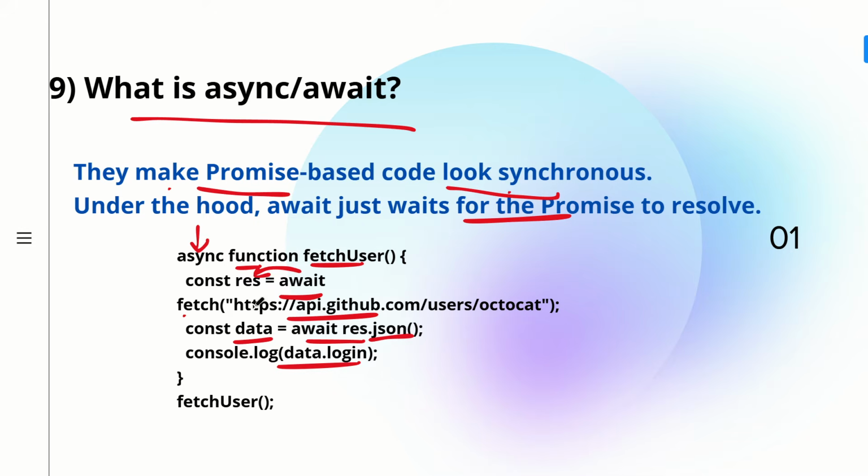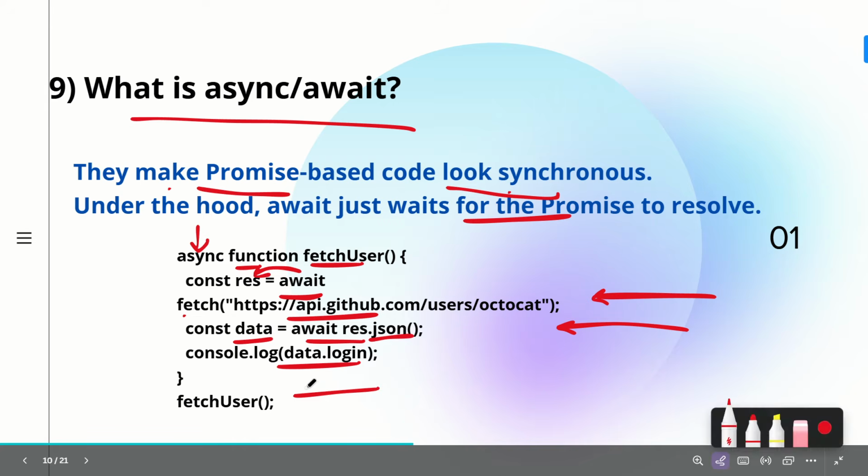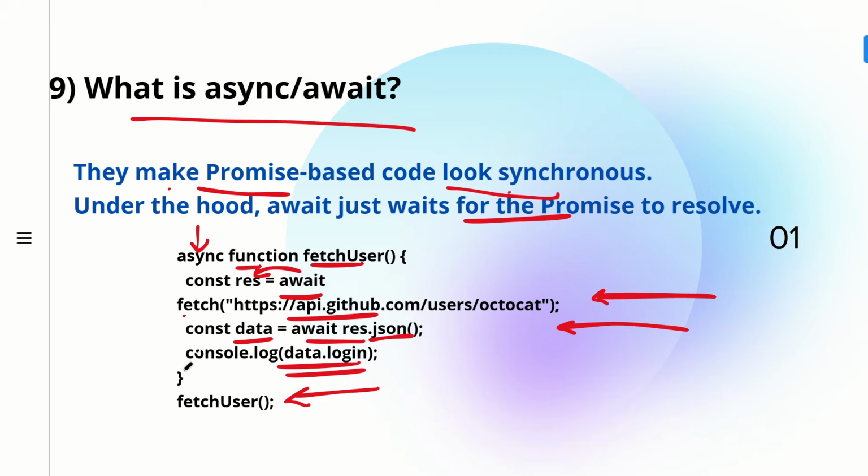If you had to do this in the normal way of dot then, here you would have written one dot then, and then again here you would have written your dot then, and it would make your code look more complicated. That is why we have await. This makes your code look simpler and more synchronous. And you are calling the fetch user here, so you're calling the API and then you're consoling whatever is the data. This is called async await.